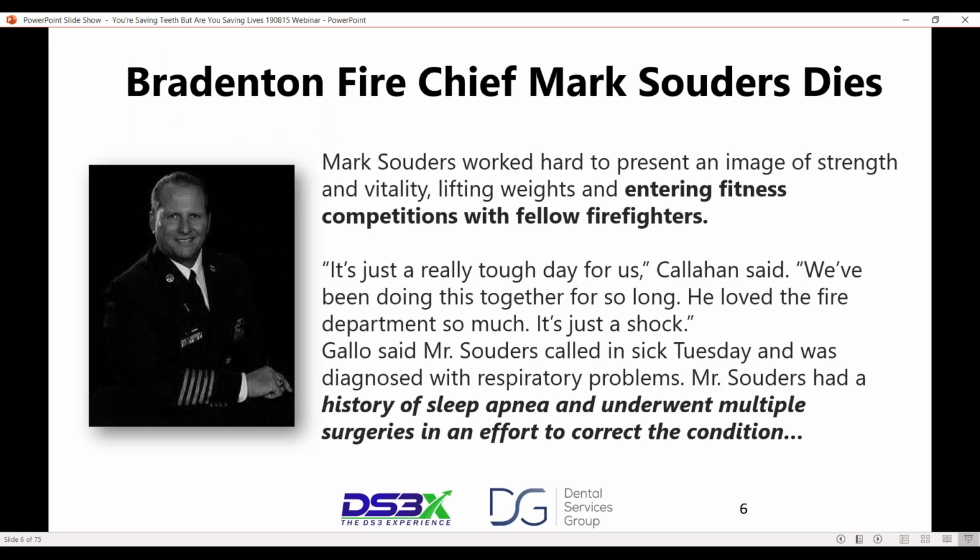I mean, that's a true story. He was in his early 50s, and this is right out of the paper, so I didn't make this up. He entered fitness competitions. He was a healthy guy, had surgery for this, and his untimely death was greatly attributed to obstructive sleep apnea.